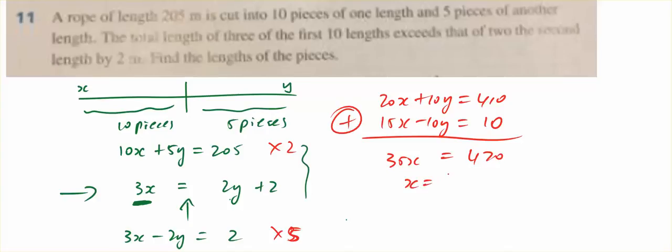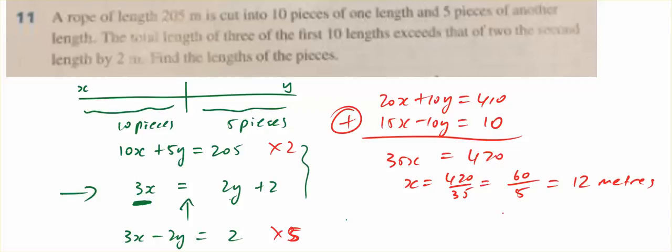Now, x equals 420 divided by 35. They're both divisible by 7 actually. 6 sevens are 42, so 60 on 5 is 12. So we know x is 12 meters.